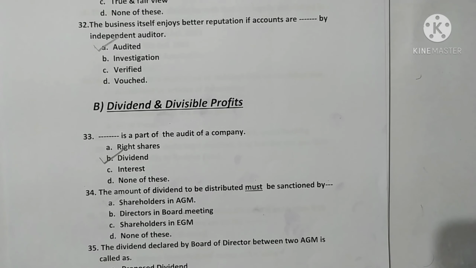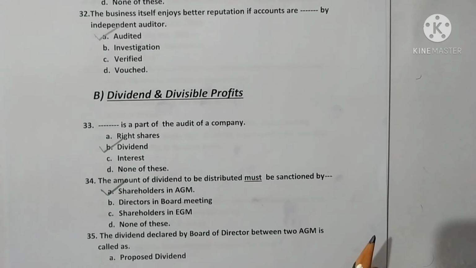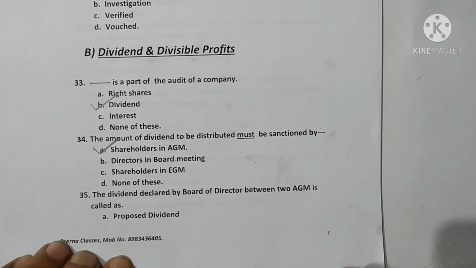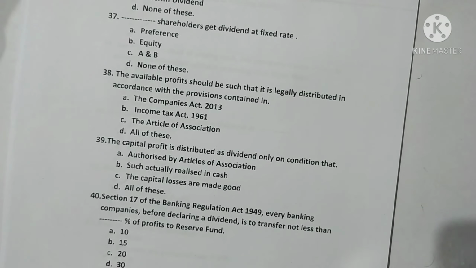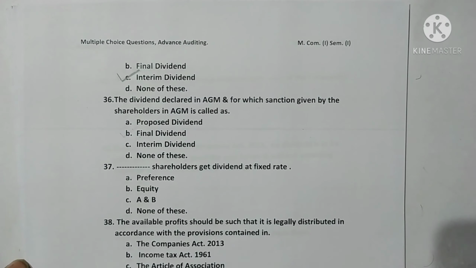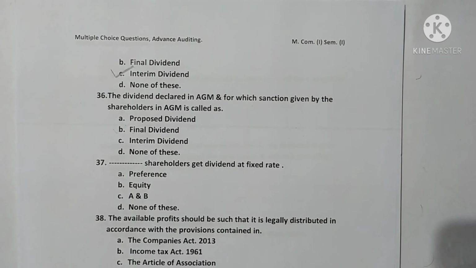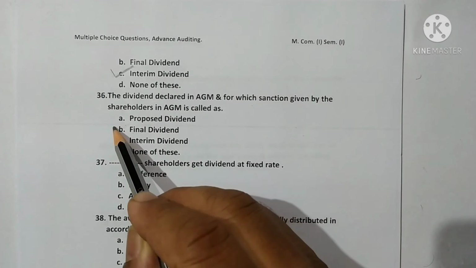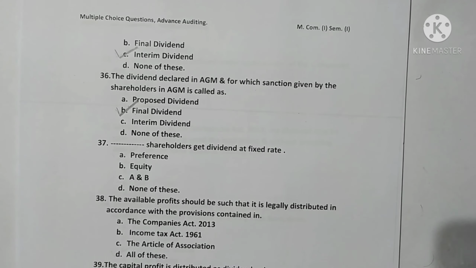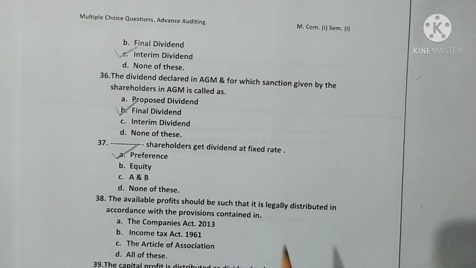Question 34. The amount of dividend to be distributed must be sanctioned by shareholders in AGM. Option A is correct one. The dividend declared by board of directors between two AGMs is called an interim dividend. Here option C is correct one. Question 36. The dividend declared in AGM, for which sanction is given by the shareholders in AGM, is called a final dividend. Option B is correct one. Dash shareholders get a dividend at fixed rate: preference shareholders. Option A is correct one.